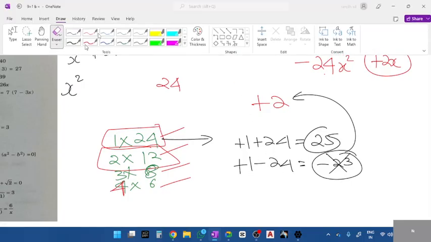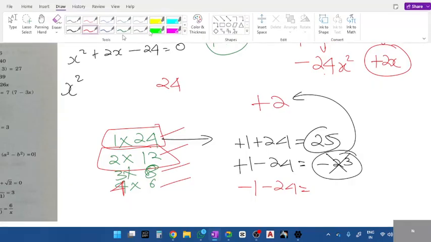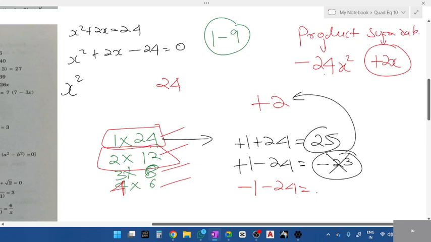Now let me take minus 1 minus 24. Are we getting plus 2 here? Unmute the call and answer. Naomi, Lemula, Mariana. We're not getting it. What are we getting, students? We're getting minus 25. We're not getting 2. So 1 and 24 doesn't go.